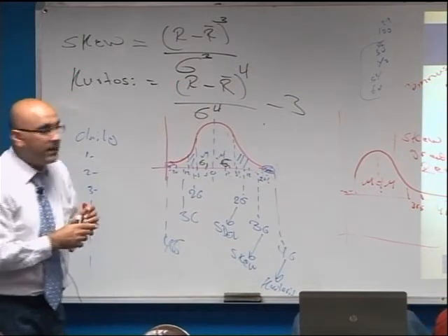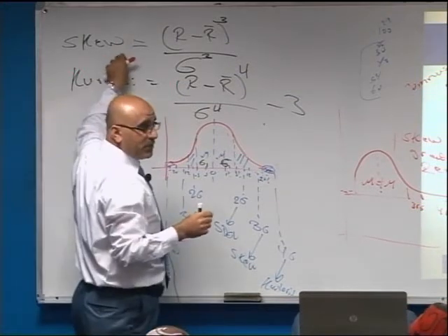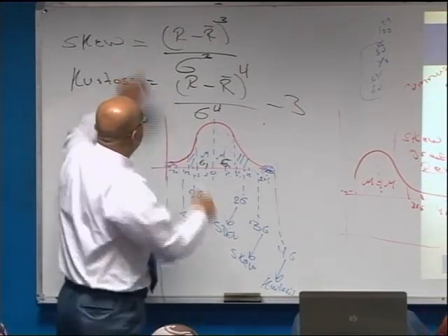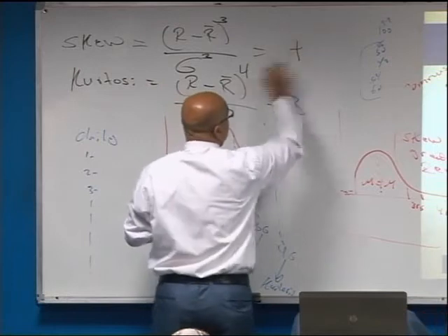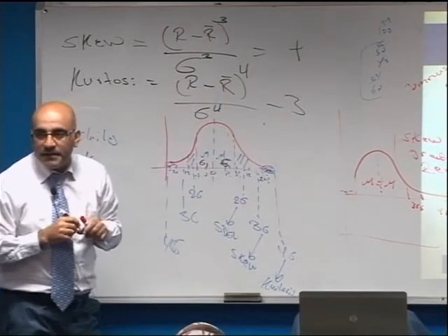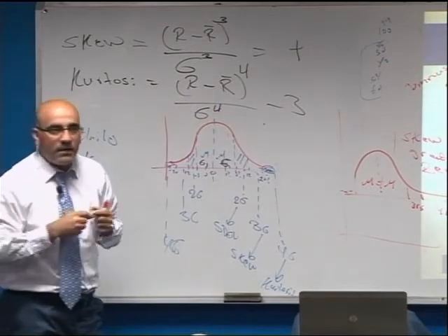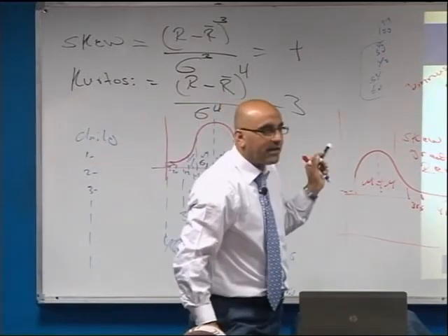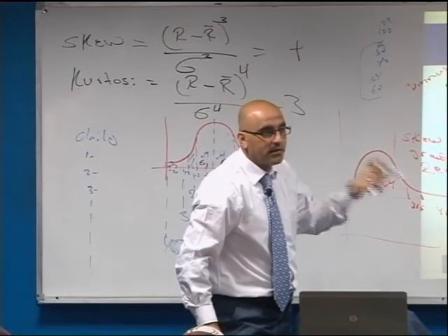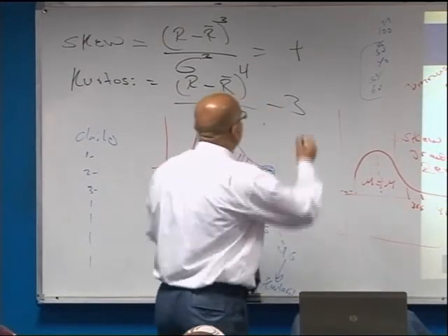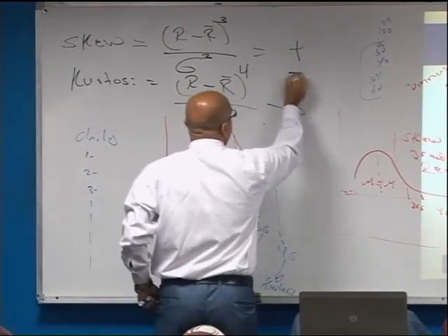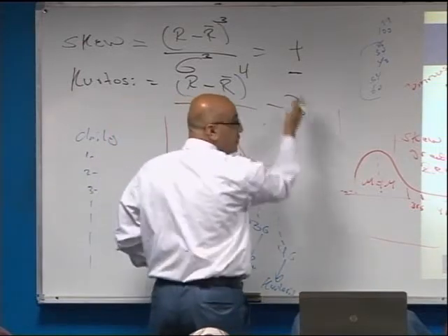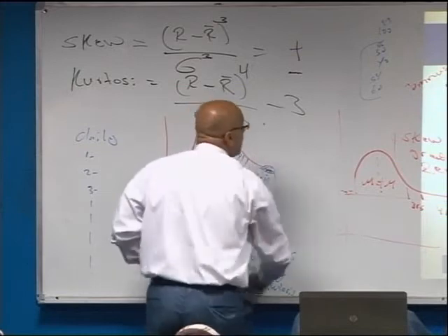If the result of this Q here, this is what you want, is positive, it means the curve is skewed to the right. If it is negative, the curve is skewed to the left.